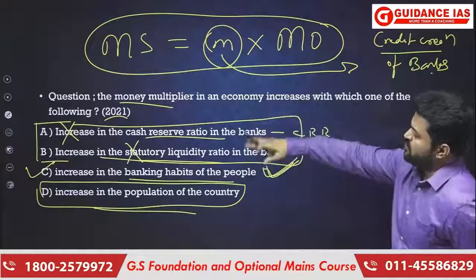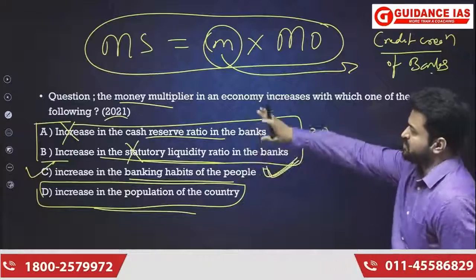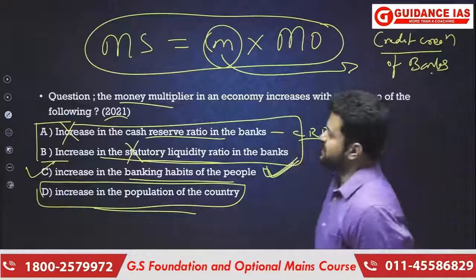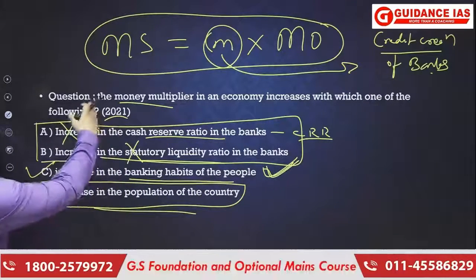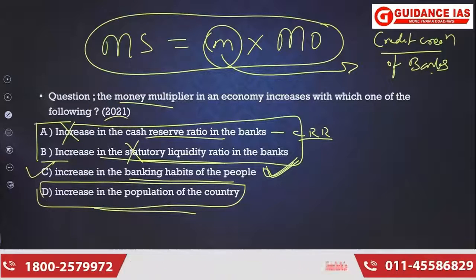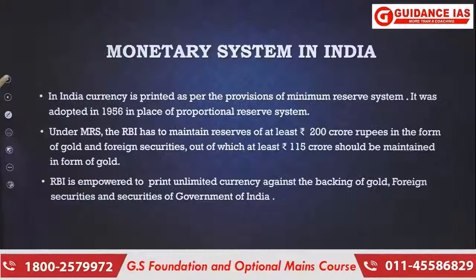So even if you have not studied these credit control measures, you are able to answer it just by understanding the relation between money supply and primary money. Okay, so I think this is clear.